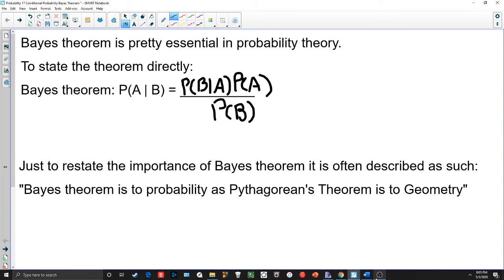So Bayes' theorem stated directly is just like what you see here. Basically, it's a way to get conditional probability in. So the probability of A happening given B happens is the probability of B happens given A happens times the chance that A happens divided by the chance that B happens.